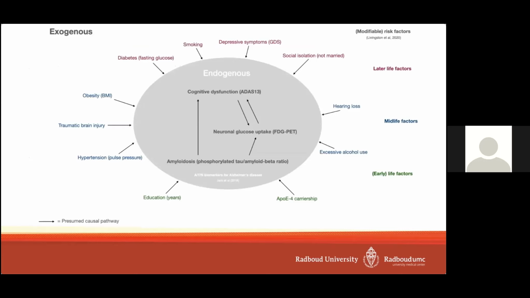And this is the conceptual model that we used to develop our proof of concept SDM. As I said, cognitive dysfunctioning, FDG PET, and protein aggregation or amyloidosis are the stocks. They're the endogenous structure of the model, and they are modeled as difference equations describing how they change over time. The risk factors we used are social isolation, which is imperfectly proxied as being married or not, depressive symptoms, smoking, diabetes, obesity, traumatic brain injury, hypertension, education, ApoE4 carriership, which is an important genetic risk factor for Alzheimer's disease, excessive alcohol use, and hearing loss.